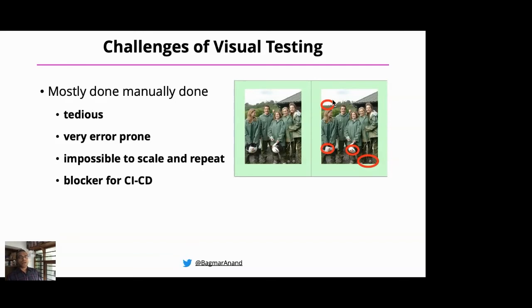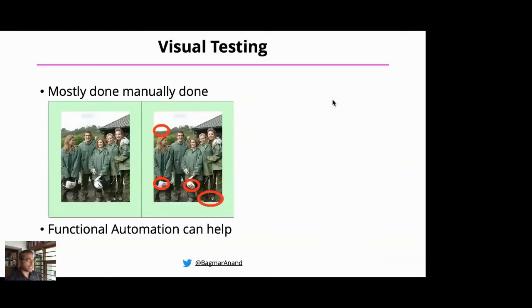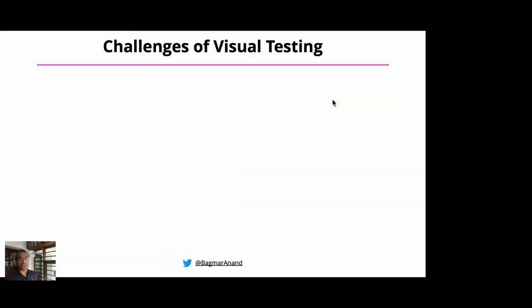Okay, and that's the part that we really need to focus on. How can we avoid that, right? How can we remove the blockers and enable the team to move forward faster? So you can use functional automation to help in certain ways, but there are still challenges of how much functional automation can help in this case, right?